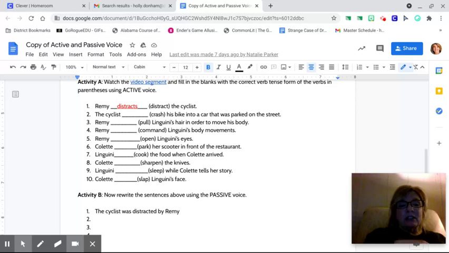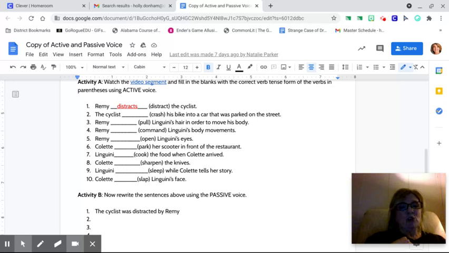In active voice, it said Remy distracts the cyclist. In activity B, notice we switched the object and the subject, and we put the cyclist at the front of the sentence. The cyclist was distracted by Remy. So make sure in activity B that you switch up the subjects and you add a helping verb.